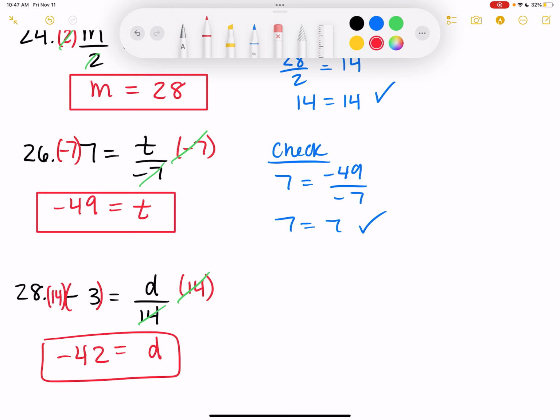And then to check it, we've got negative 3 equals negative 42 divided by 14. Negative 42 divided by 14 is? 3. Positive or negative? Negative. Yep, so negative 3 equals negative 3. Sounds good. Any questions about any of these?